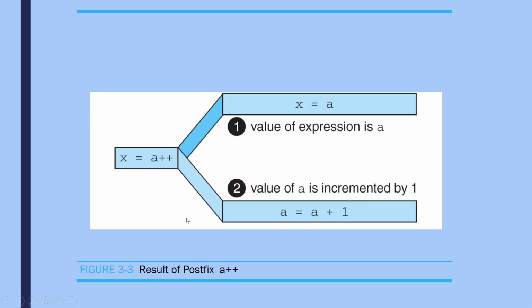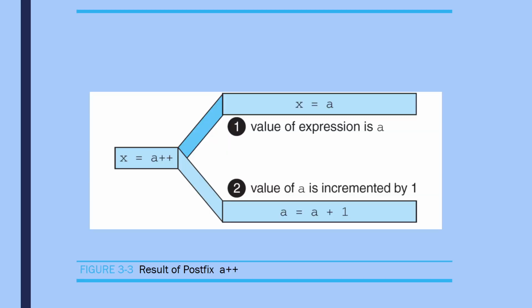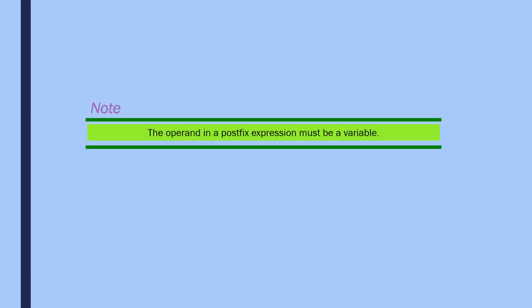So, when you display the value of x, the value of x will be displayed as the value of a. For example, the value of a is 5. So before incrementing 5, we have to get it and assign it to x and display. The operand in a postfix expression must be a variable. Okay, in the previous one, we have a and the operator plus plus.